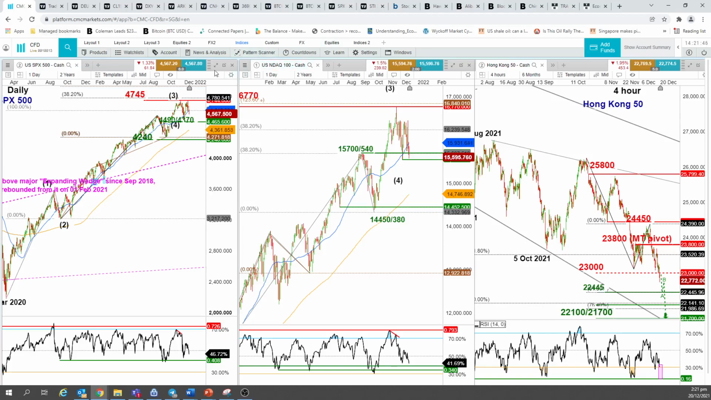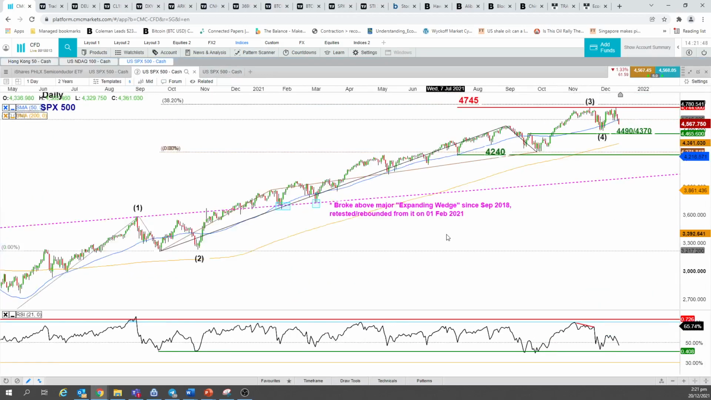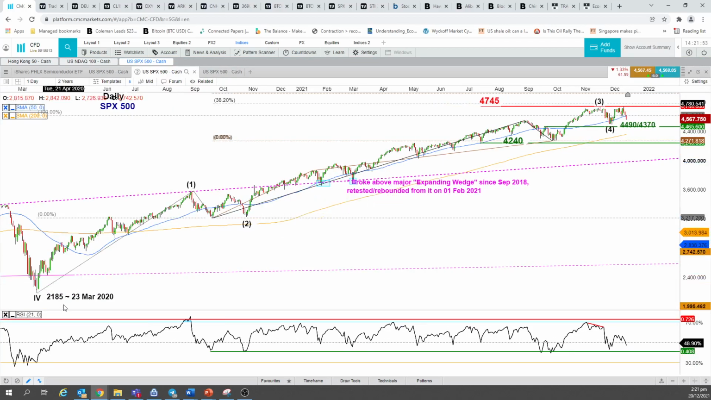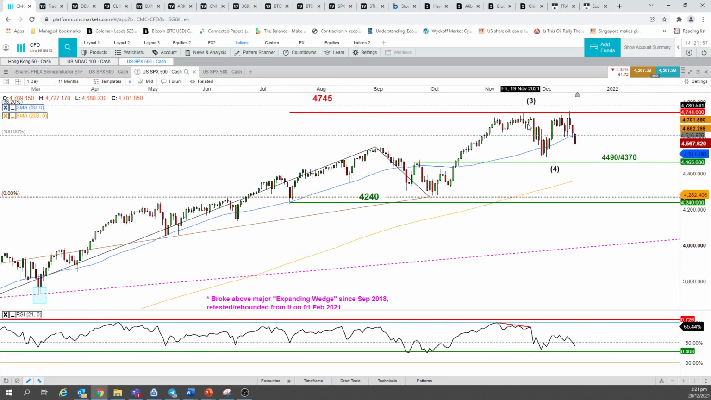Okay, let's quickly jump to the S&P 500. This is the daily chart. I can see that the major uptrend from the 23rd of March low is still intact. Now it's only this uncertainty part since the high of 22nd of November.